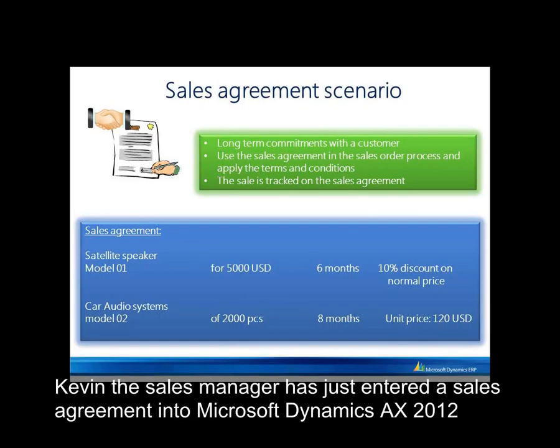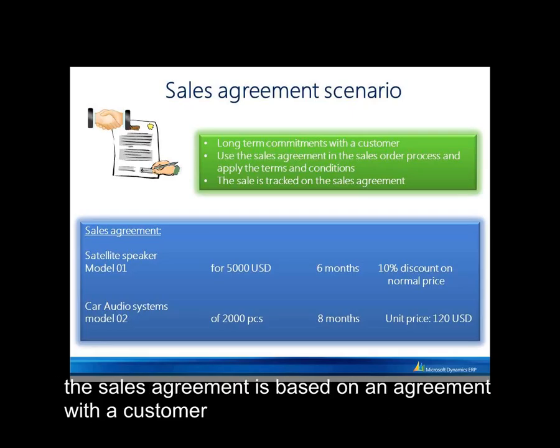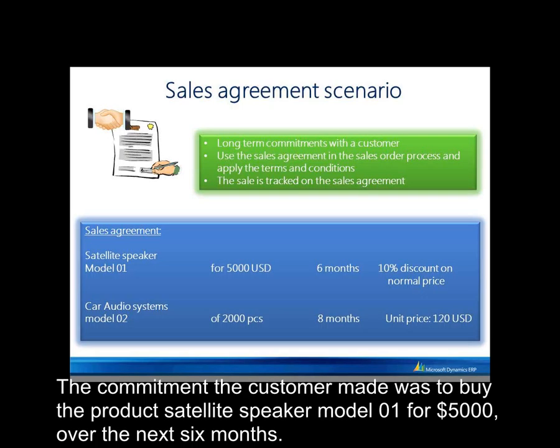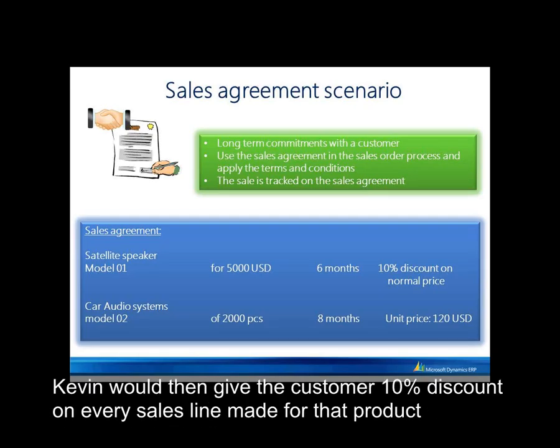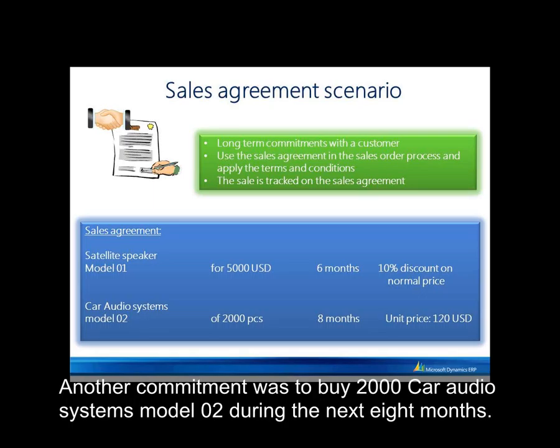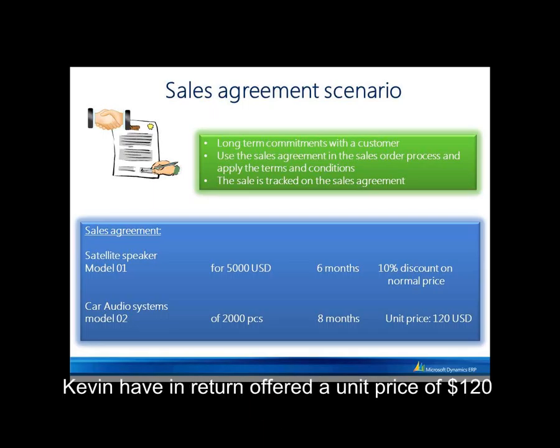Kevin, the sales manager, has just entered a sales agreement into Microsoft Dynamics AX 2012. The sales agreement is based on an agreement with the customer. The commitment the customer made was to buy the product Satellite Speaker Model 1 for $5,000 over the next 6 months. Kevin would then give the customer 10% discount on every sales line made for that product. Another commitment was to buy 2,000 car audio system Model 2 during the next 8 months. Kevin had in return offered a unit price of $120.